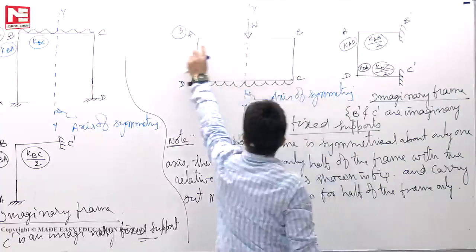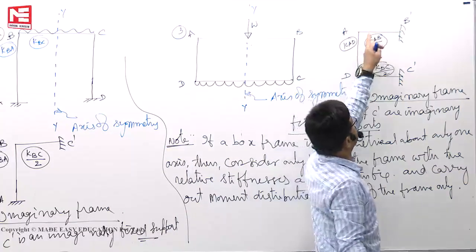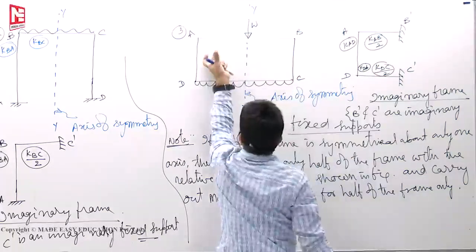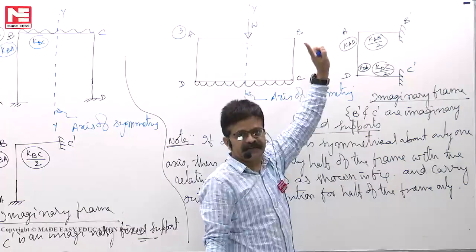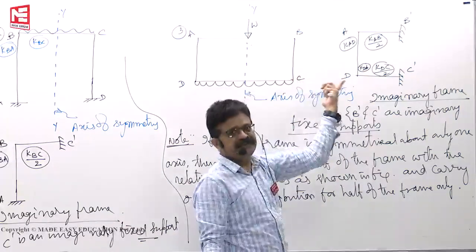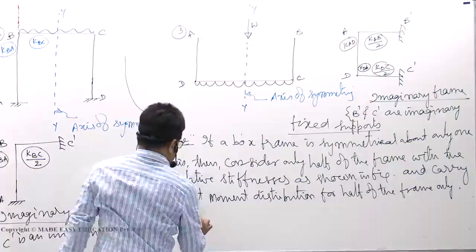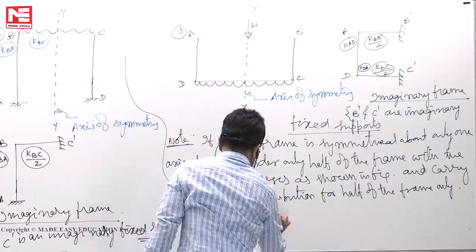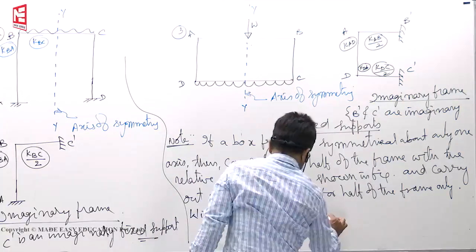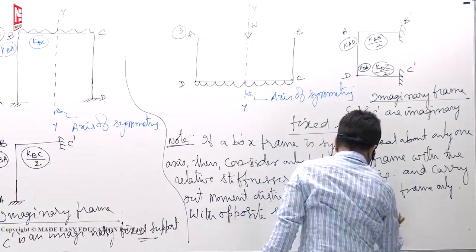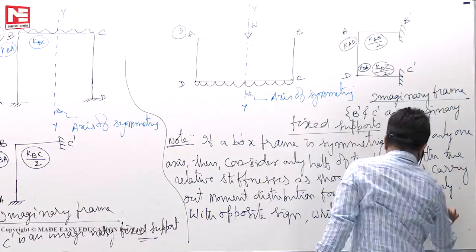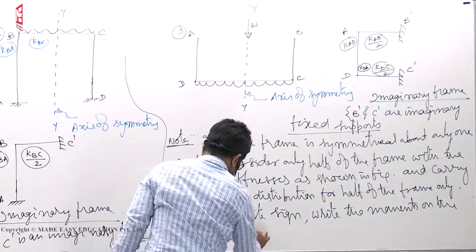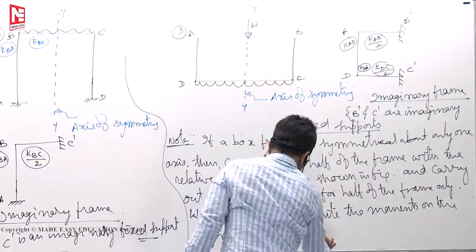Now supposing that if you get at this point MAB, you get say clockwise plus 10 kilonewton meter. When I fold it, if this is plus 10, it will become anti-clockwise like that. That's why it becomes automatically with opposite sign you have to write. With opposite sign, write the moments on the other half of the frame.